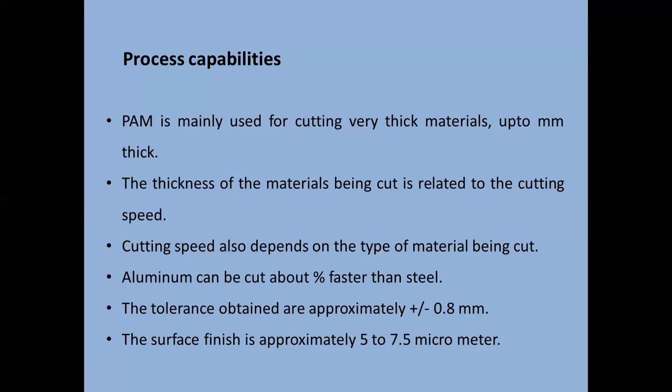The surface finish is approximately 5 to 7.5 micrometer. Surface finish is also a little higher compared to other processes, but this can be accepted because we are making a profile cut over a surface already finished to a higher level. So these are the process capabilities of plasma arc machining. In continuation to this, you will be seeing two practical videos of plasma in industries and some animation.